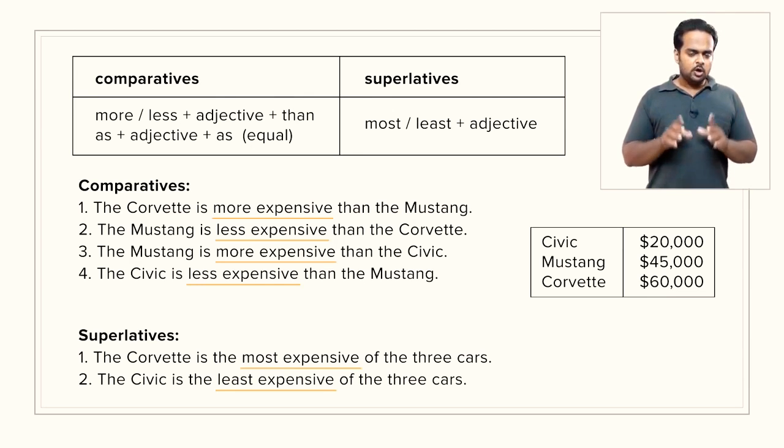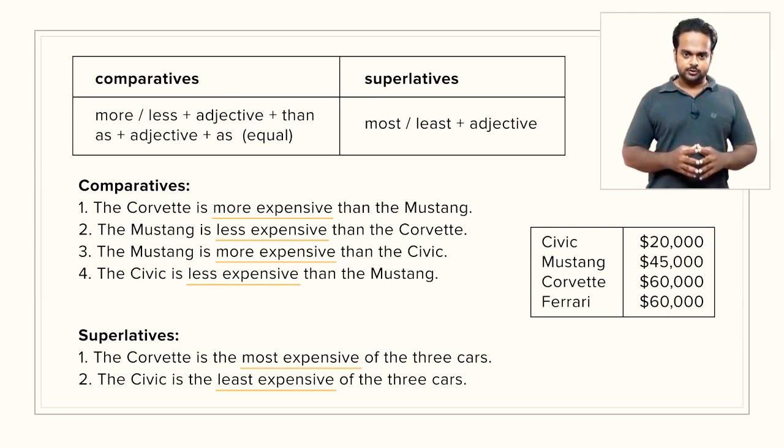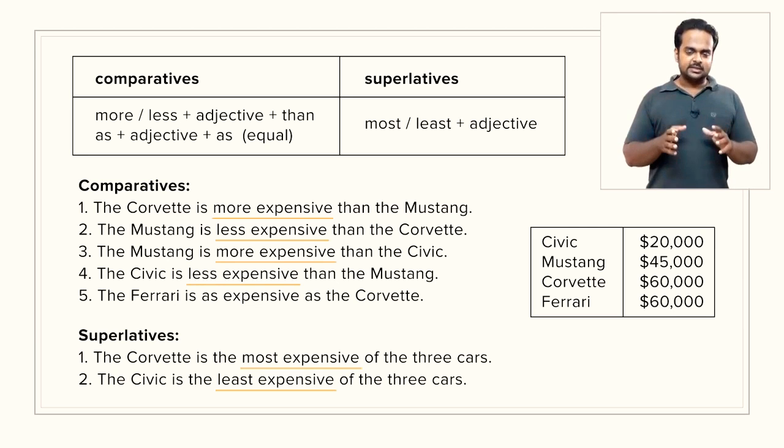Remember, I told you we could also use the form as plus adjective plus as to mean that 2 nouns are equal in some way. Well, let's say that the Ferrari is also $60,000. That means the price of the Ferrari and the Corvette are the same. So we can say the Ferrari is as expensive as the Corvette.